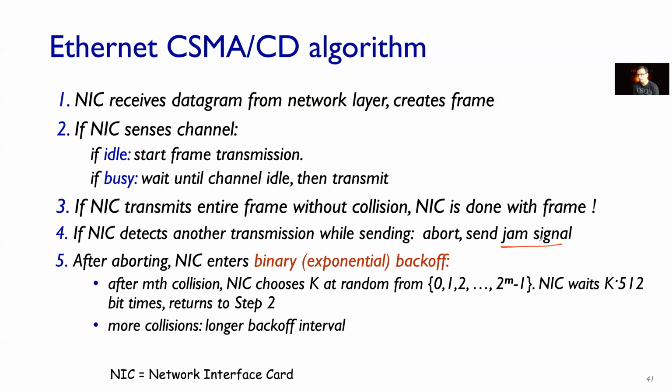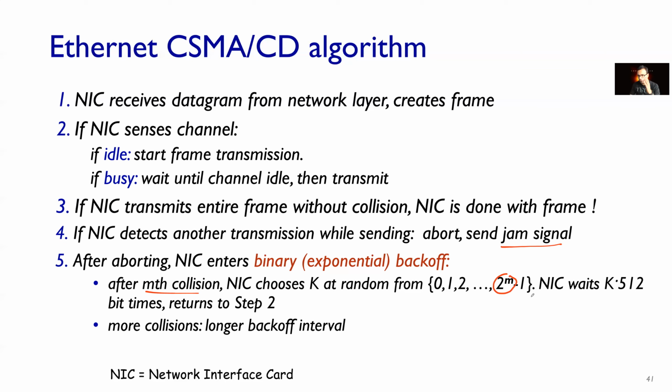Now, what does it do after aborting? Sure, it's aborted. Now it needs to retry. So how does it retry? To do that, it uses what's called an exponential backoff or a binary backoff algorithm. The way this works is that because there are at least two nodes that have collided, each node will randomly pick an integer k from this particular set, where 2 to the power m, m indicates the mth successive collision.